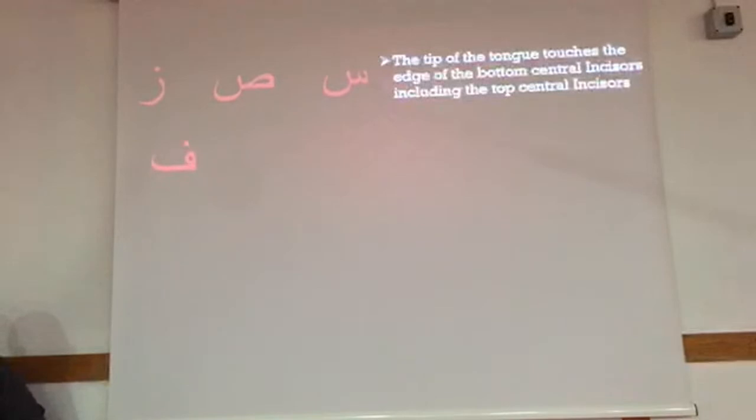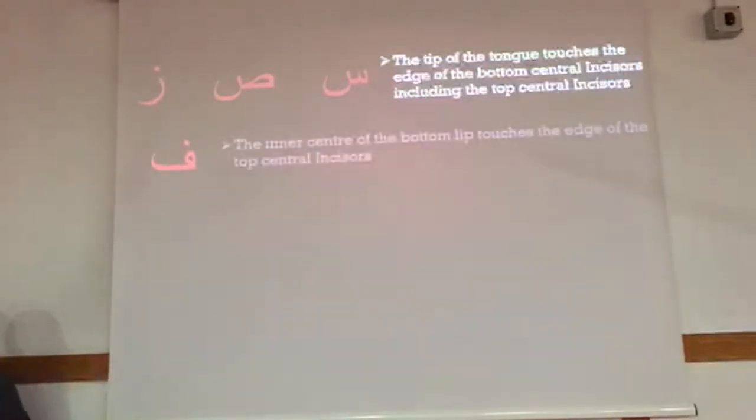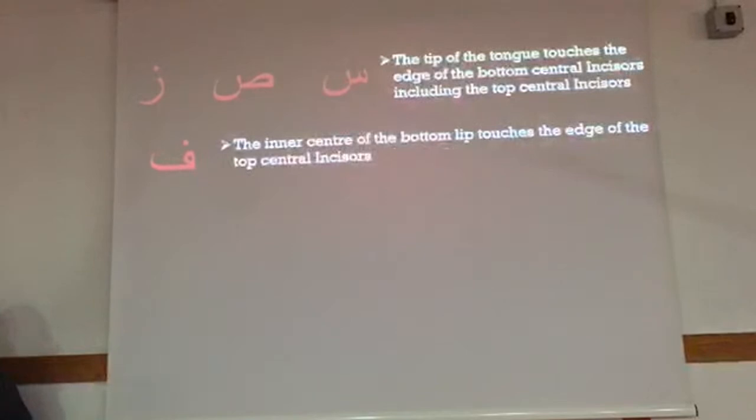Okay. And the next letter we have is fa. Now this letter is when the inner center of the bottom lip. Imagine your bottom lip divided into three sections. You have the outer section, which is the dry part. You have the inner section, which is the wet part, because the inner part is wet. And then you have the middle section. So you have the outer, the inner, and the middle. And fa comes when the middle of the bottom lip, not the outer or the inner, touches the edge of the front two teeth, the edge of the top central incisors.